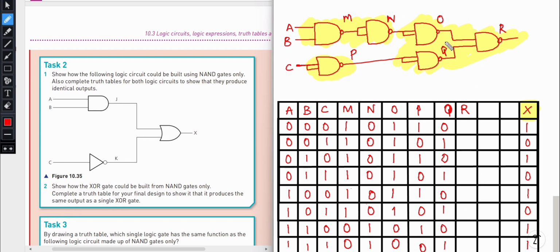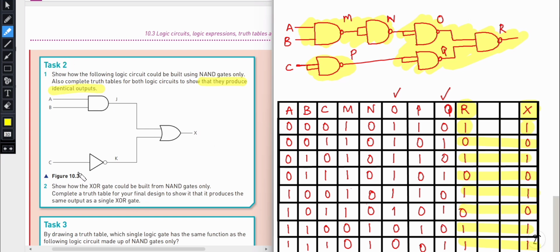Now we have O NAND Q. 1 NAND 0 is going to be 1. 1 NAND 1 will be 0. 1 NAND 0 will be 1. 1 NAND 1 will be 0. 1 NAND 0 will be 1. 1 NAND 1 will be 0. 0 NAND 0 will be 1. 0 NAND 1 will be 1. So now this is the output for this logic circuit. If we see, we have identical values each time, which means that they show identical outputs. So that's it for question number 1 from task 2.